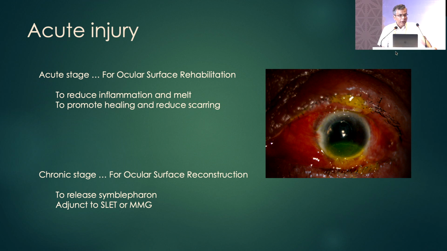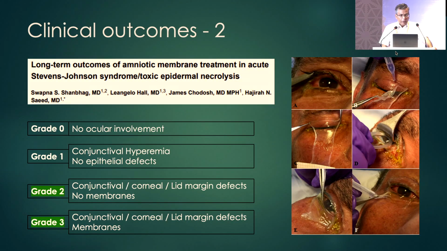Now, acute injury, Dr. Rashad has covered very well, and it is important that in the acute stage, the role of amniotic membrane is basically to reduce the inflammation, prevent the chances of melt, and promote healing, whether it be conjunctival pannus or epithelial healing.